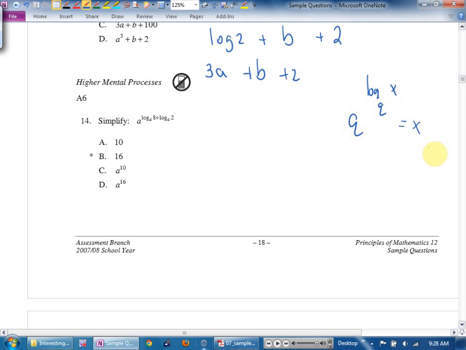When your base and your base were the same, this was the answer on ground level. Now, I need to write this as a single log. This is A. Adding is the same as multiplying, to the power of log base A of 16. Now I've got my bases matching. The answer is just plain old 16. Okay?